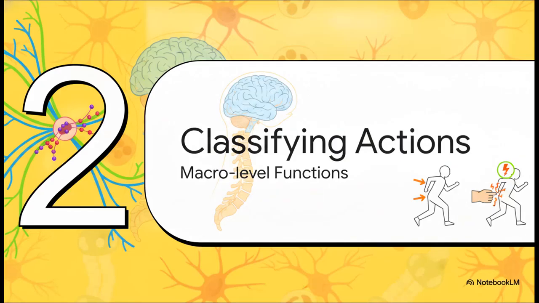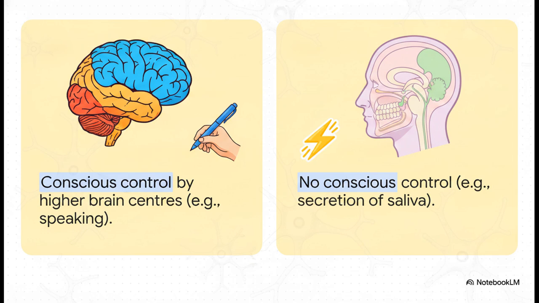Moving on to step 2, classifying body actions. Now we're zooming out from those tiny cells to look at human body movements. We divide human body actions into two main categories, voluntary actions and involuntary actions. Voluntary actions वो है जो हमारे conscious control में होते हैं and they are processed by higher brain centers like the cerebrum. For example, writing a letter or speaking जब आप बिल्कुल सोच समझ कर कोई action लेते हैं. But on the flip side, involuntary actions occur with absolutely no conscious control, like the secretion of saliva. ये automatically हो जाते हैं. इनमें आपके brain की conscious thinking involved नहीं होती.